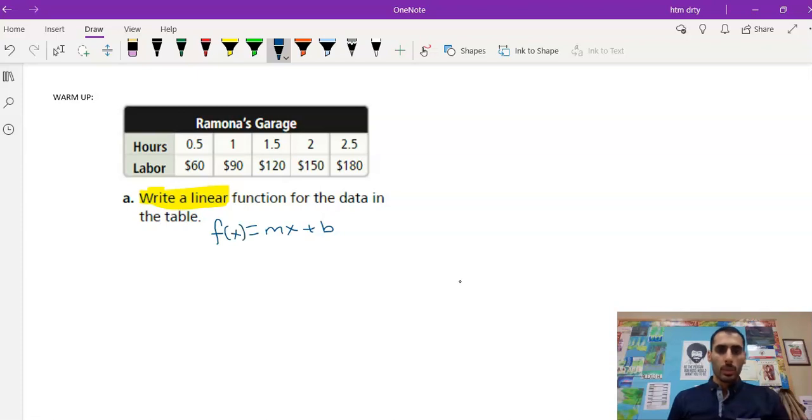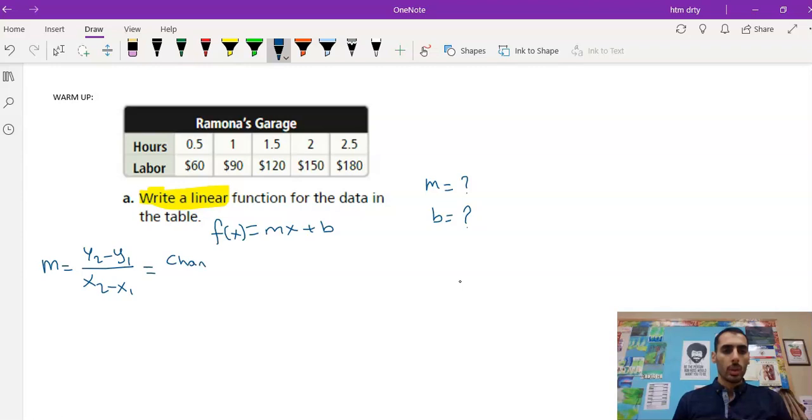So what do we need? One thing we need is the slope, the other thing we need is b. So we are going to find them one by one. Let's go ahead and find the slope first. Does everybody know the slope formula? That's y2 minus y1 divided by x2 minus x1. We can also say that it's the change in y over the change in x. There you go. Let me highlight it.